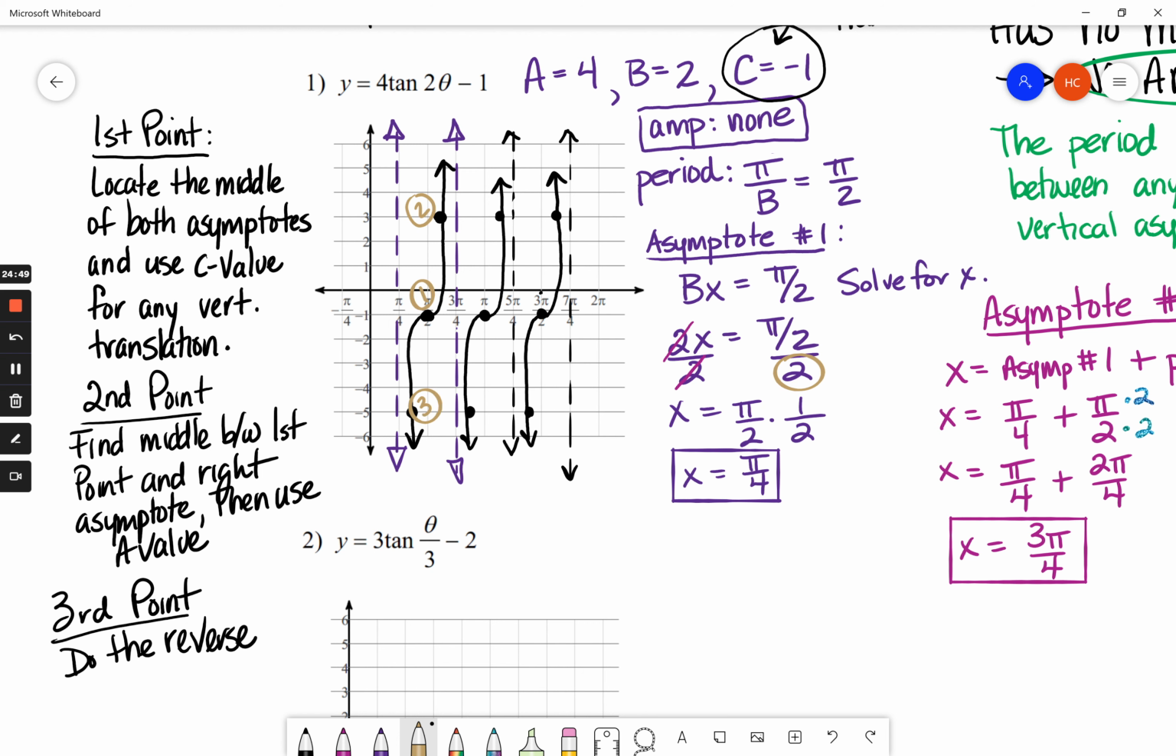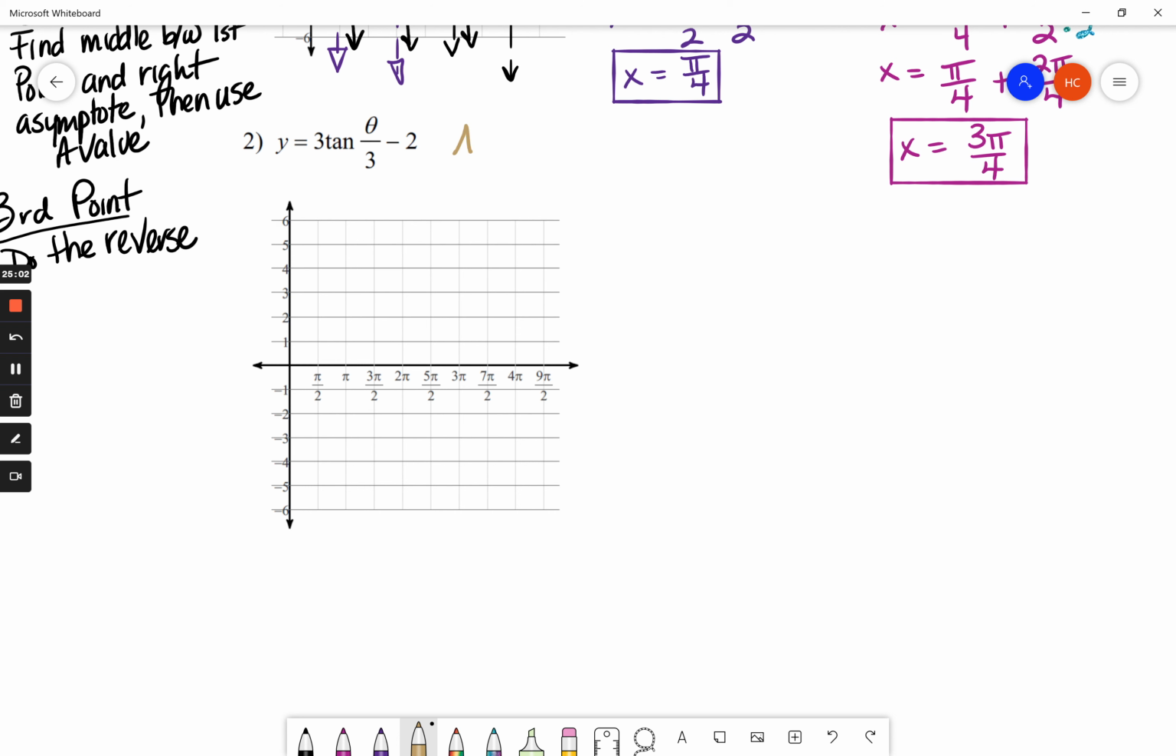Okay, let's try one more here at the bottom. Let's scoot this up. And we will start with finding our A, B, and C. So A is a 3. That will always be the coefficient of your trig function. B is the coefficient of my x or my theta. There is an invisible 1 right here in front of my theta, so B is 1 over 3. And C is -2.